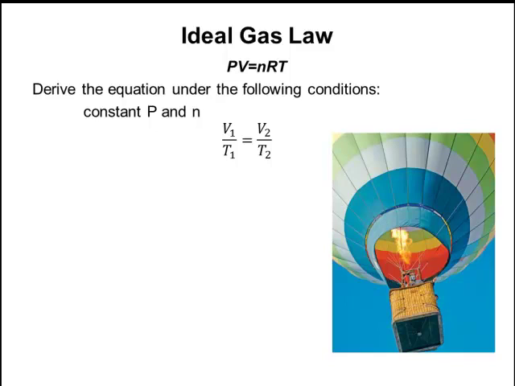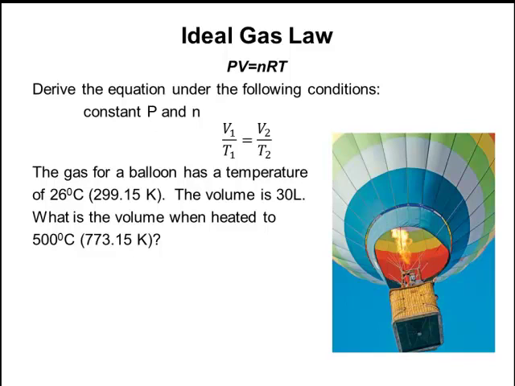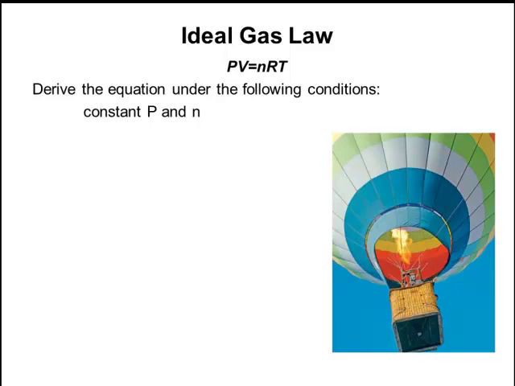All right, so let's look at using this in a calculation. So let's say a gas for a balloon has a temperature of 26 degrees Celsius or 299.15 Kelvin, and the volume of that gas initially is 30 liters. What's the new volume going to be when we heat it to 500 degrees Celsius or 773.15 Kelvin? Well, we can look at this V1 over T1 equals V2 over T2 relationship. So plug those into the equation. We want to know our new volume, so solve for V2. We get it to be 57 liters. Okay, so that's a relationship under constant pressure and constant number of moles.